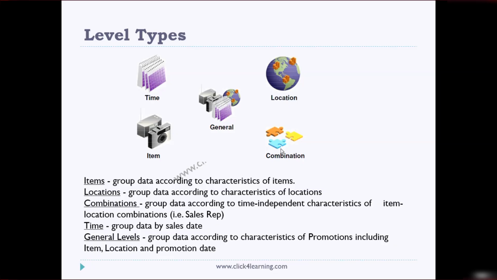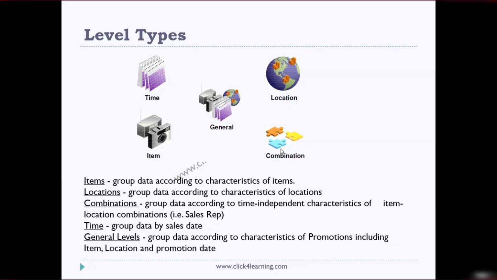Right? So the combination level is nothing but we'll define one set name for item and location level, and we'll select that set name. Whenever I select that set, it will show the data for that combination. So it's time independent data, whereas the general level is also combination data, but it's time dependent data.